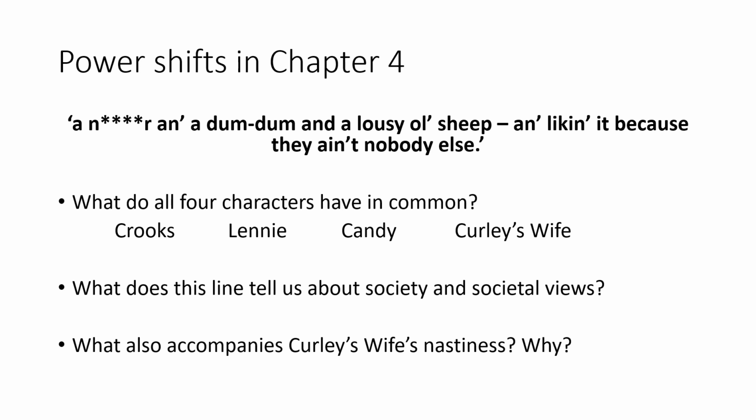Okay, welcome back. So now we're going to have a look at the quotation that you've got at the top of your screen. It says, "An N and a dum-dum and a lousy old sheep, and liking it because they ain't nobody else." This is a quote from Curly's wife. So Curly's wife has come into the barn, seen Candy, Crooks and Lenny in Crooks's room, and she wants company. Now they have rejected her, not really speaking to her at this point. They're trying to ignore her, so she goes away. And in a bit of a rant, this quote is something that Curly's wife says.